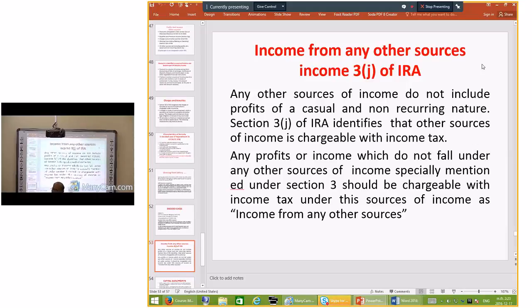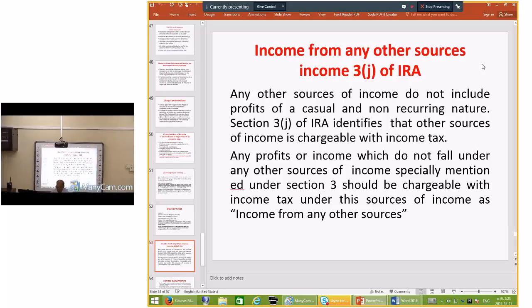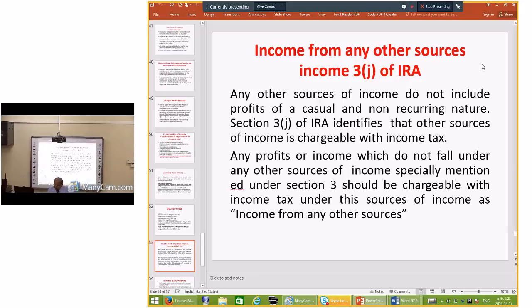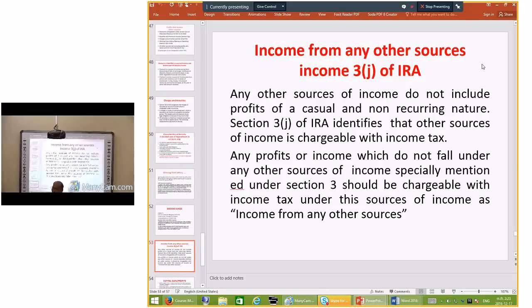There must be recurrence. Before this section, I give a very good example: winnings from lottery, betting and gambling. Until very recently, when this section charging tax was introduced, no tax was charged on lottery or gambling, right?